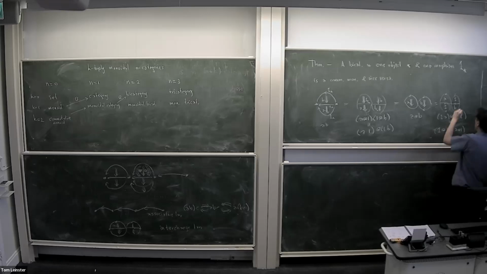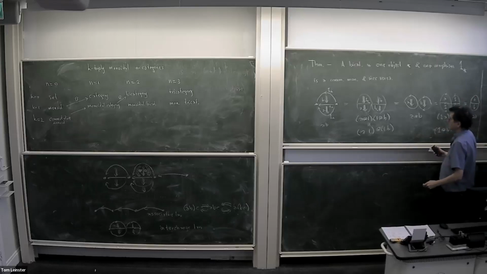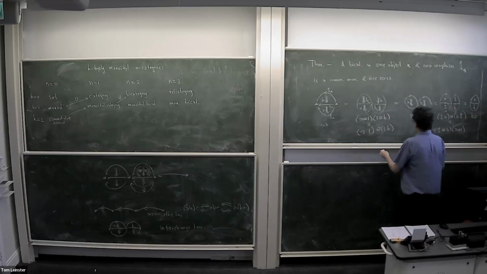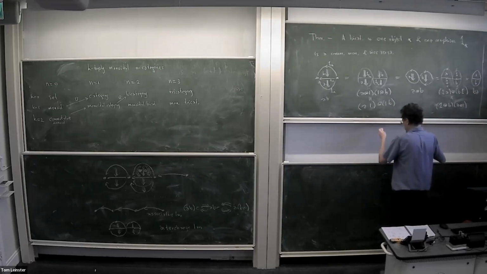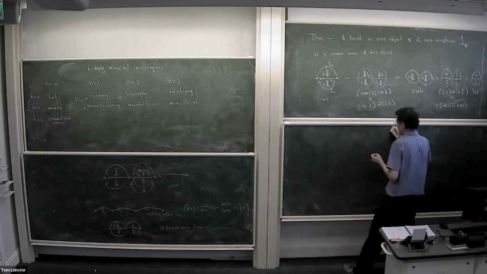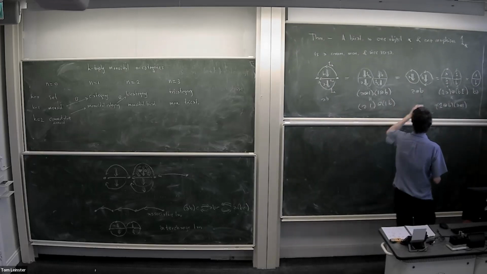But then, 1 tensor B is just B, and A tensor 1 is just A. So this is just B composed with A. So what have we done? We've shown that AB is equal to BA, and also we've shown that the multiplication by juxtaposition is the same as the tensor product.